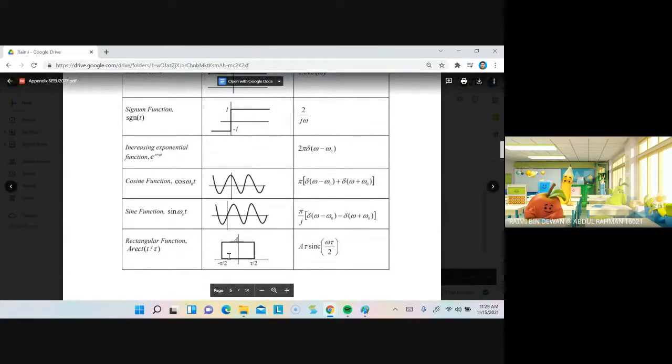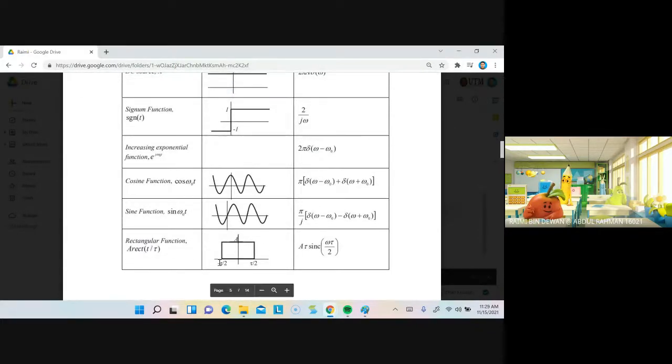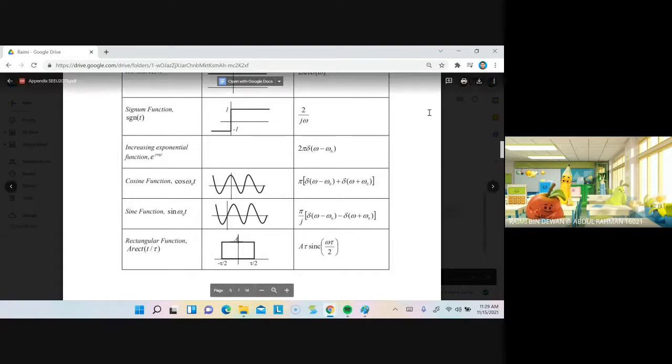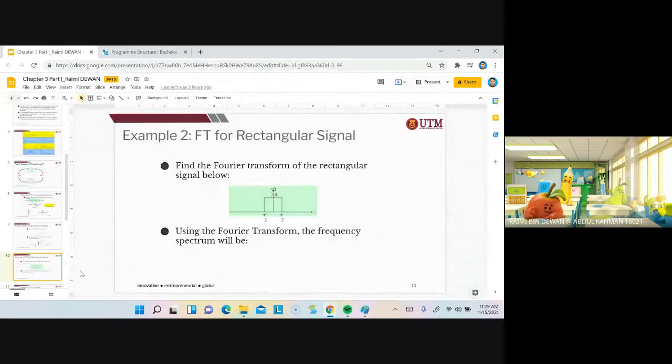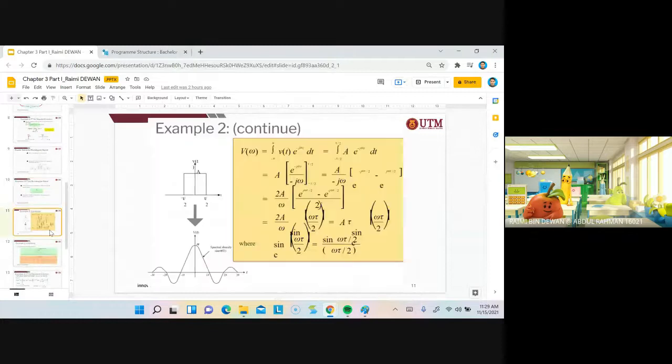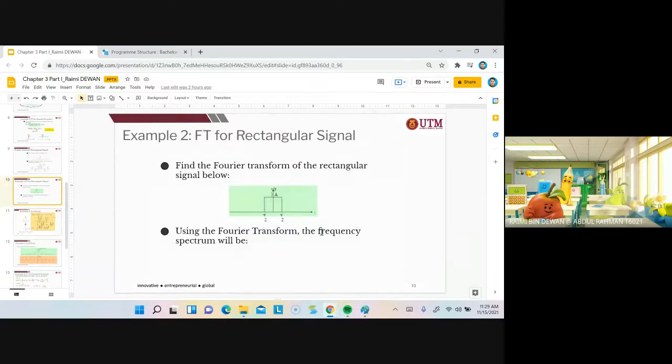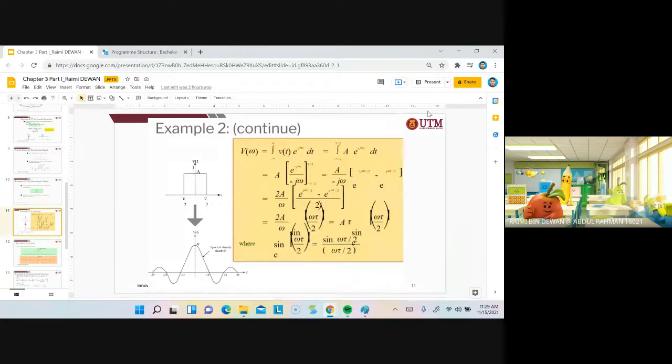You see negative tau over 2, tau over 2, and A. Then the resultant signal converted to the frequency domain will be A tau sinc of omega tau over 2. Using the Fourier transform, the frequency spectrum will be as follows.